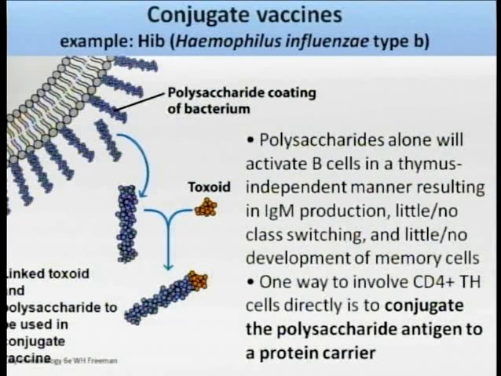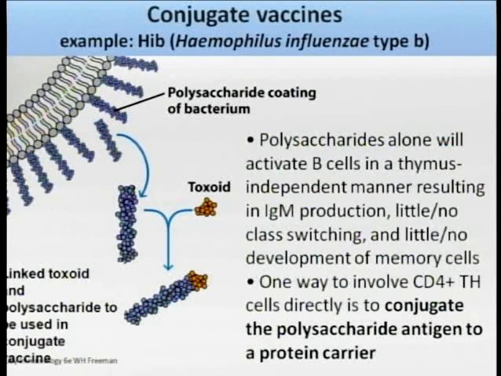Okay, conjugate vaccines. This is another common form of vaccines. The example I'm going to give you here is Hib. This is Haemophilus influenzae type B. It's a bacterium. This is a conjugate vaccine. So if you look at the upper left of this slide, you can see that this Haemophilus influenzae is coated in polysaccharides. And polysaccharides are kind of like carbohydrates that are on the outer portion of this bacterium.